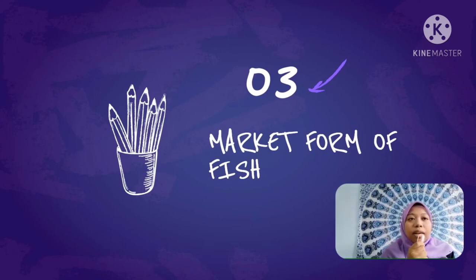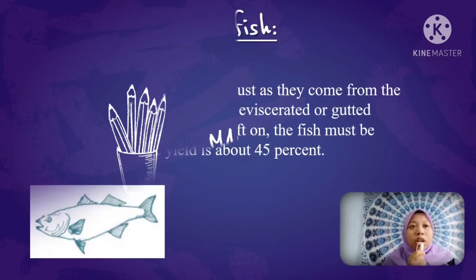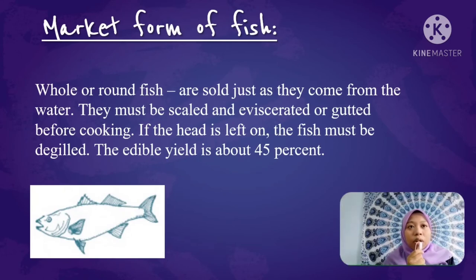Thank you, Aiman. Next, I will continue our presentation and I will explain about market form of fish. First, whole or round fish. Just as they come from the water, they must be scaled and eviscerated or gutted before cooking. If the head is left on, the fish must be deboned. The edible yield is about 45%.